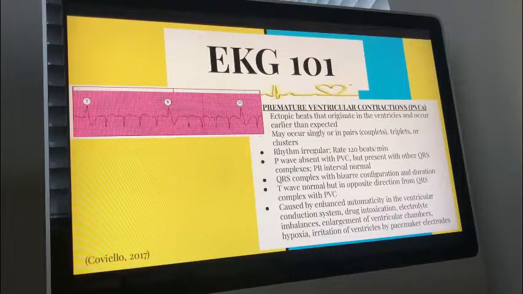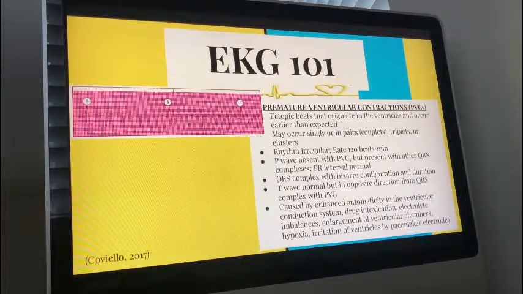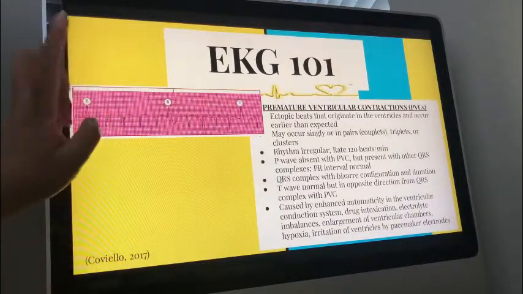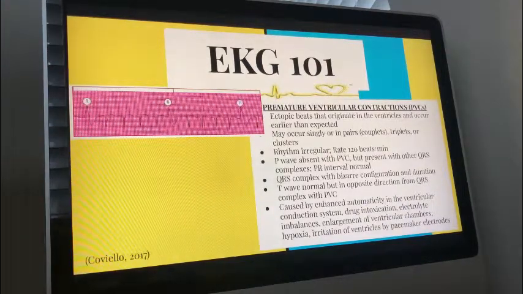This is PVCs, ectopic beats that originate in the ventricles and occur earlier than expected. It may occur singly or in pairs, which are called couplets, triplets, or clusters. The rhythm is irregular. It's about 120 beats. P wave is present right here. P wave is absent with PVCs, but present with other QRS complexes.